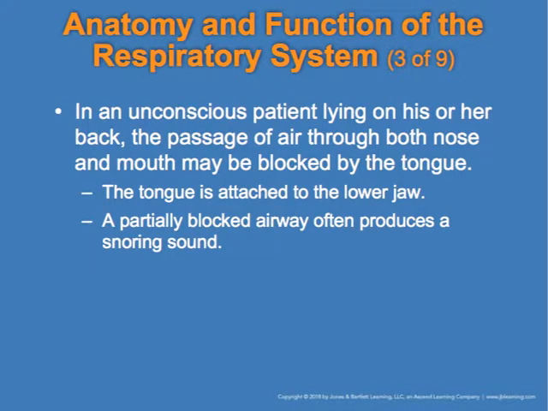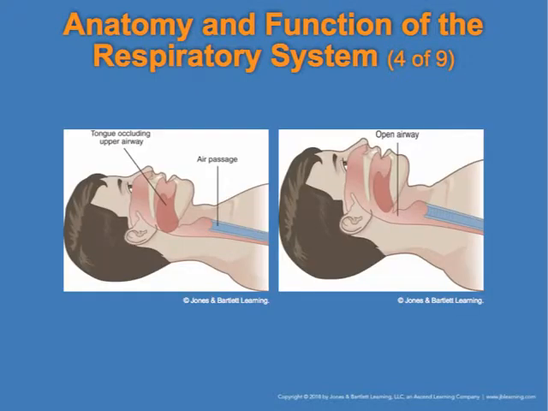Now, in an unconscious patient lying on his or her back, the passage of air through both the nose and the mouth may be blocked by the tongue. The tongue is attached to the lower jaw, and a partially blocked airway can produce a snoring sound. Unconscious snoring patients often have a blocked airway, and that does require some significant action. And there's a bit of a graphic on what that action might look like, right?